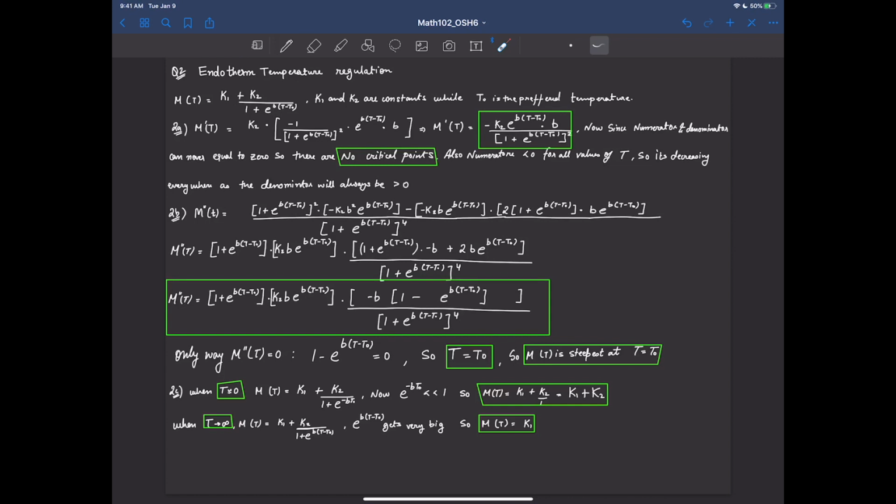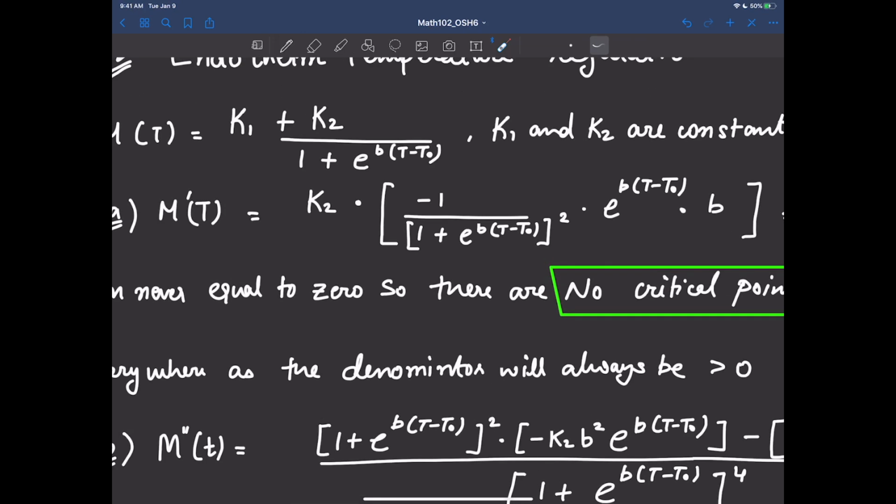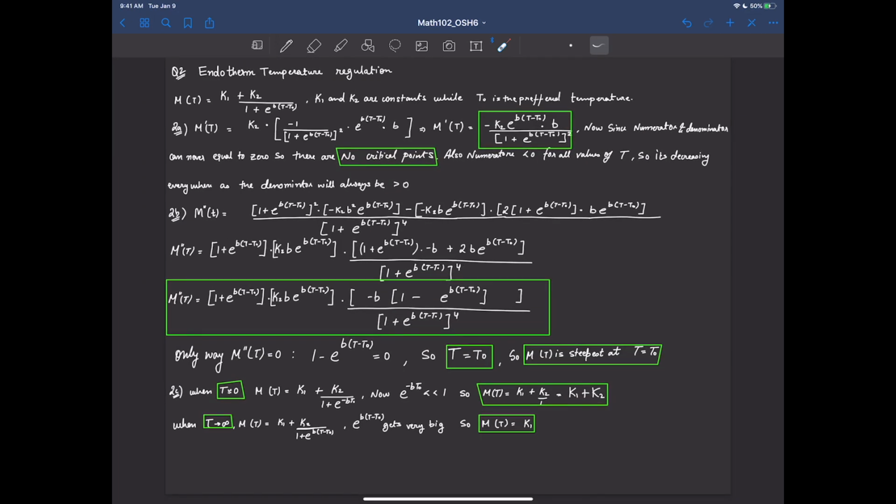Question 2 is now about the subject of M. The metabolic rate of heat is given by M of T, and they've given you this equation. I'm going to fast cut through this before I put you guys to sleep. In this case, K1 and K2 are constants, while T0 is the preferred temperature.